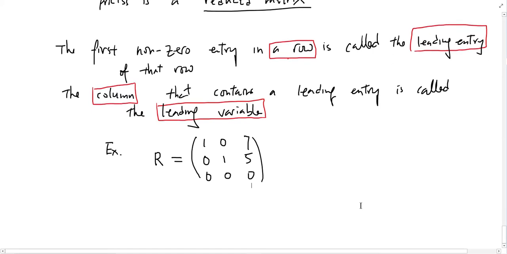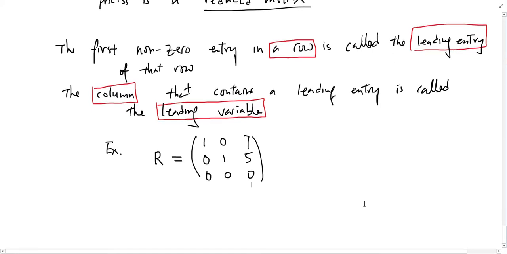Okay? Now, let's talk about leading entries. In this case, if you look at row 1 and row 2, look left and right along row 1, notice that this is the first non-zero number. And we look at row 2, this one is the first non-zero number. So both of these are what we call leading entries. One of them is the leading entry for the first row. The other one is the leading entry on the second row.